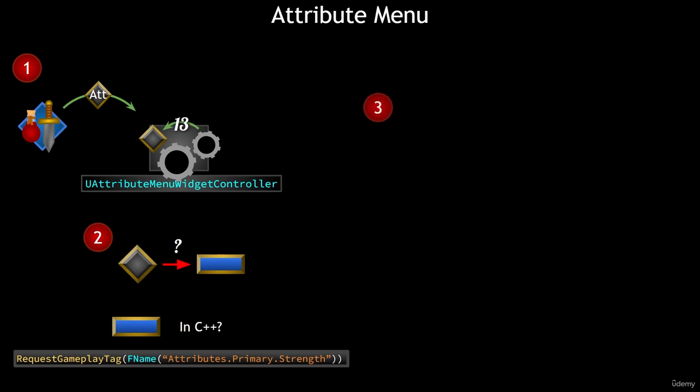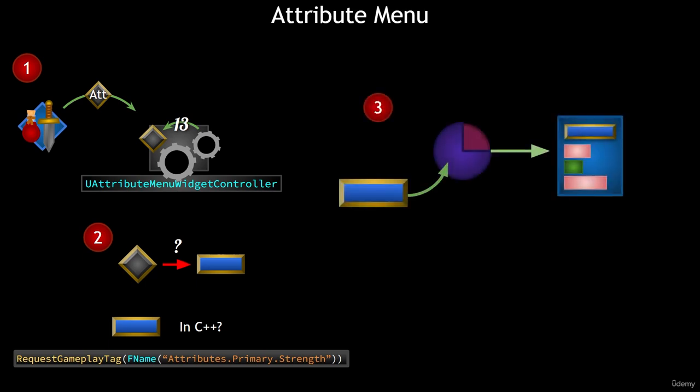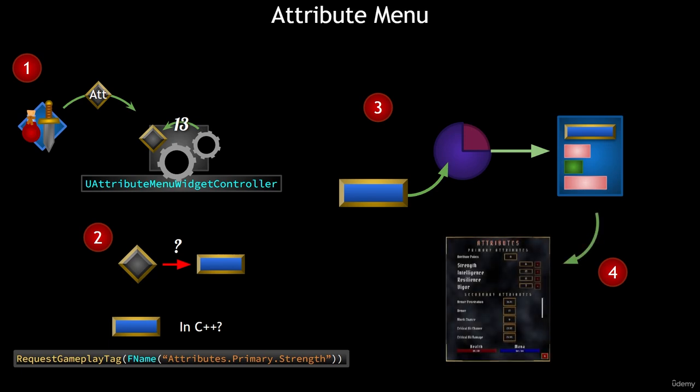Now, third, we need a data asset capable of receiving gameplay tags and returning our Aura attribute info struct that we need to make. So that way, as soon as we know the tag for a given attribute, our data asset can give us all the data we need to send up to our widgets. And that will be our last step. Once we have that struct, we broadcast it up to widgets, and our widgets can check their own gameplay tags against the struct's gameplay tag sent up, and then they can update themselves.